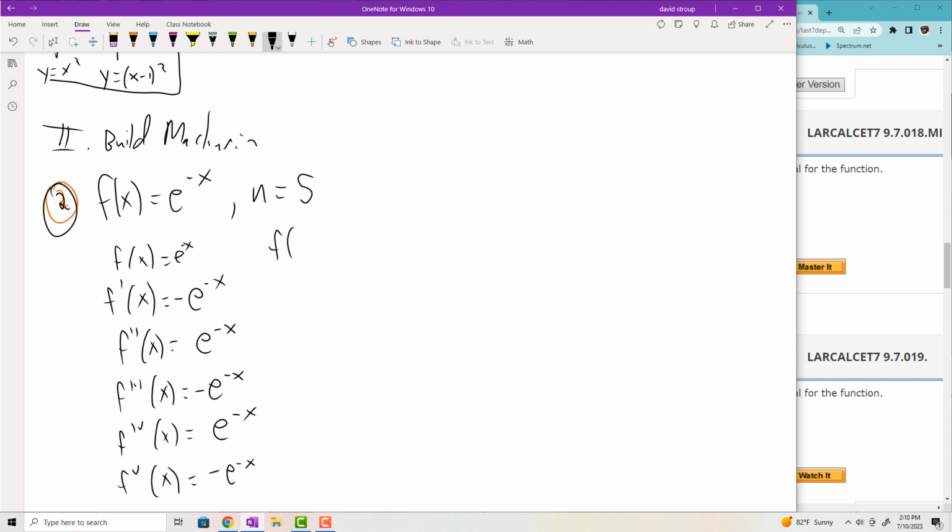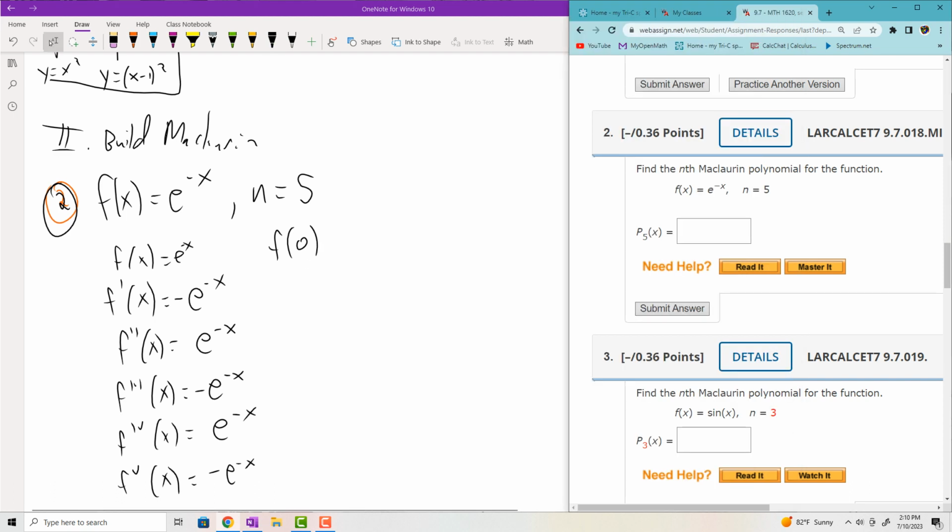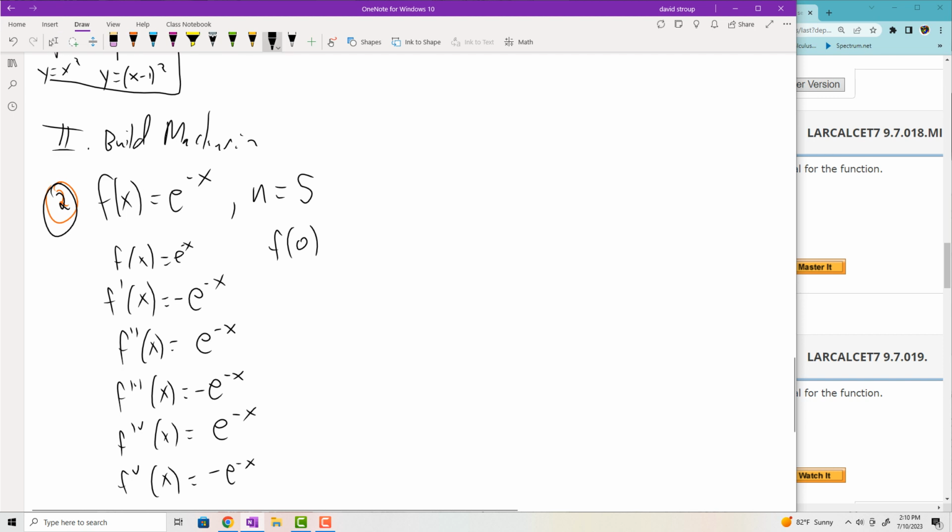Then we need to evaluate all of them at the center. We're presuming it was centered at 0, since it said find the nth Maclaurin, and Maclaurin means centered at 0. So e to the 0 is 1. e to the negative 0 is just e to the 0, which is 1. And it looks like these will be alternating as well. So f prime of 0 is negative 1, f double prime of 0 is back to 1, etc.